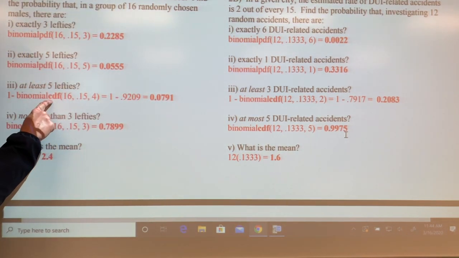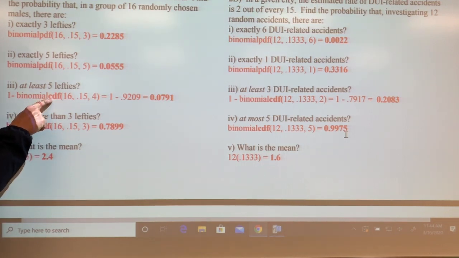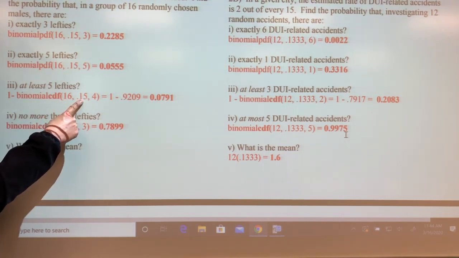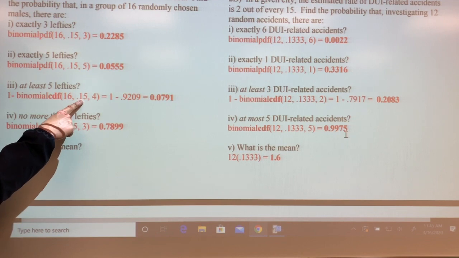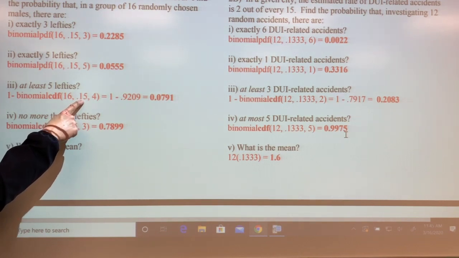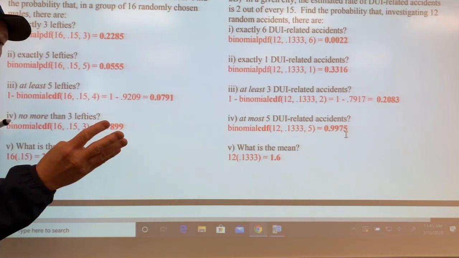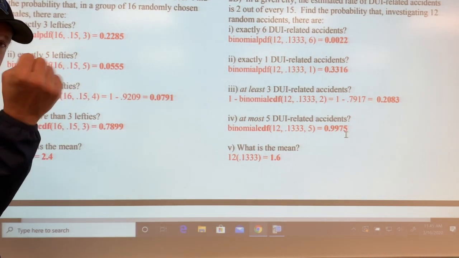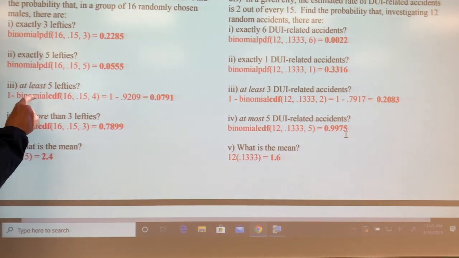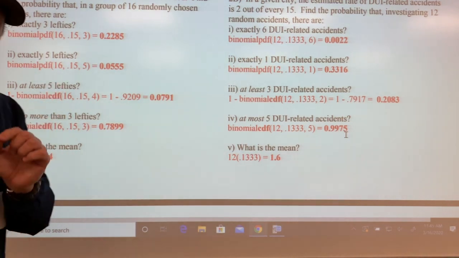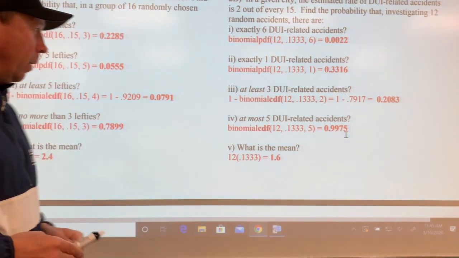Binomial CDF. I'm accumulating and adding up, the "or less" function of the calculator. So that's 16 trials, 0.15 is its probability of success, and 4. Once I gather together 4, 3, 2, 1, and 0 trials, their probabilities added up, I can go 1 minus, and I'm going to be left with at least 5 lefties. I'll show you a different way to do this later on in this period, okay?